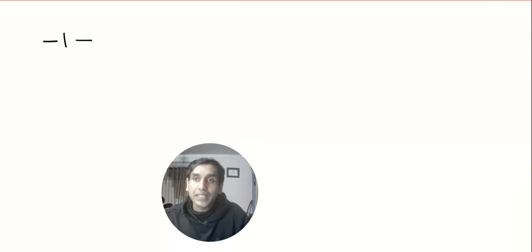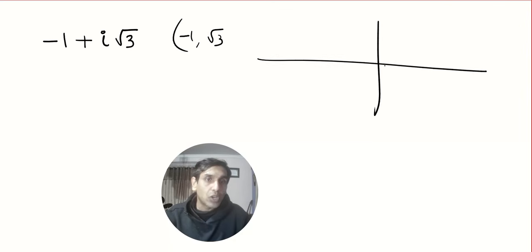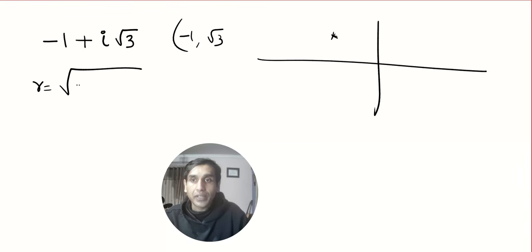I'll give you one more question, and with that we will wind up this video. Convert into modulus argument form minus 1 plus i root 3. Come on, super fast. This is minus 1 comma root 3, and minus 1 comma root 3 means it's in the second quadrant, and r will be root under minus 1 the whole square plus root 3 the whole square, and that will be 2.